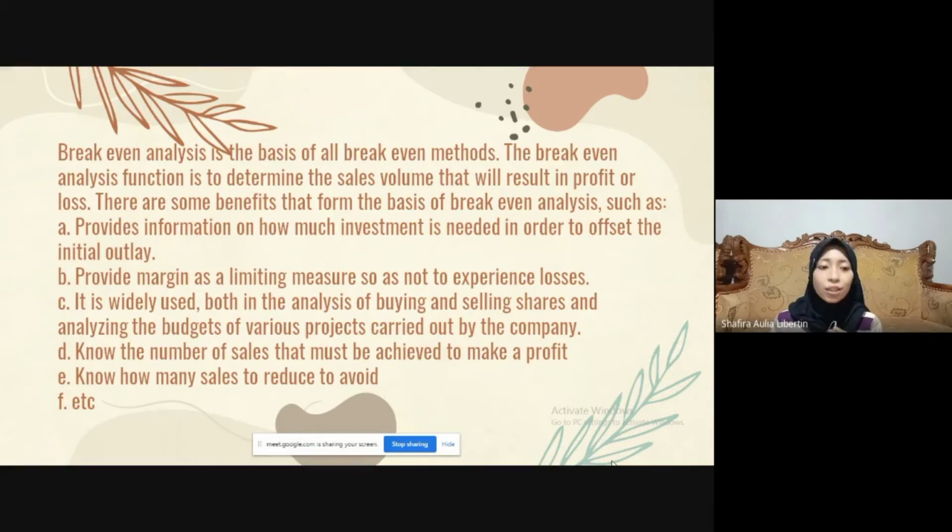It is widely used both in the analysis of buying and selling shares and in analyzing the budget of various projects carried out by the company. Know the number of sales that must be achieved to make a profit. Then know how much sales can be reduced to avoid loss, and so on.